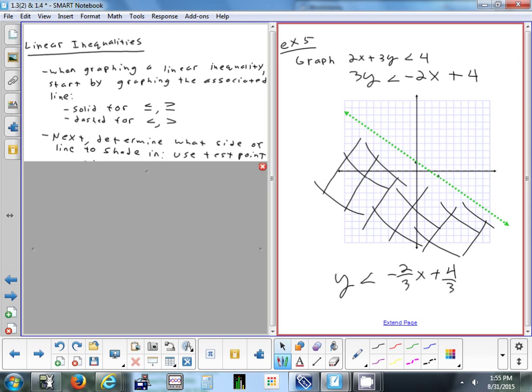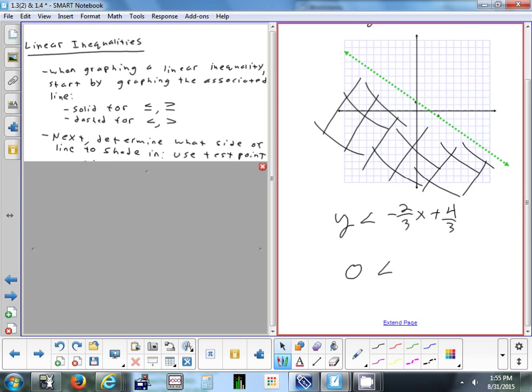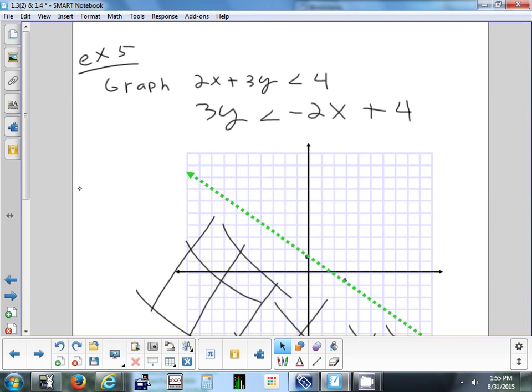If you wanted to check a quick test point, you could plug in 0, see if it works. Is 0 less than positive 4/3? Yes. Because if you still have 0 here, that's wiped out. 0 is less than 4/3. So sometimes people use a test point. Sometimes they just remember less than means shade below, greater than means shade above. Okay. All right. So a lot of different stuff in that section, but I hope mostly review.